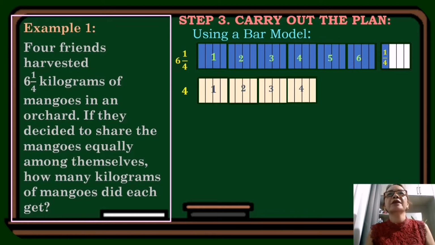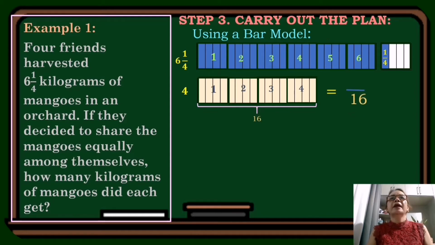So since 4 is our divisor, we will count them. 1, 2, 3, 4, 5, 6, 7, 8, 9, 10, 11, 12, 13, 14, 15, 16. There are 16 equal parts. And that will be our denominator.